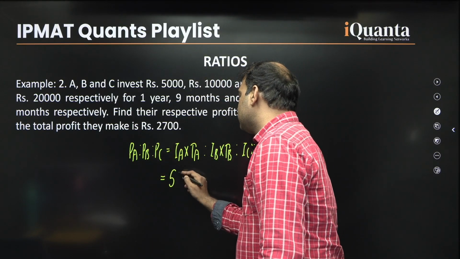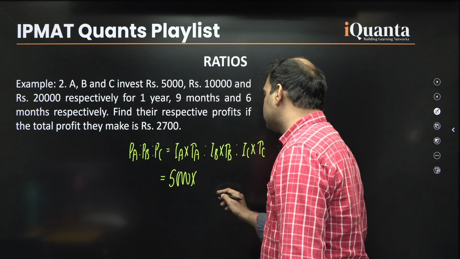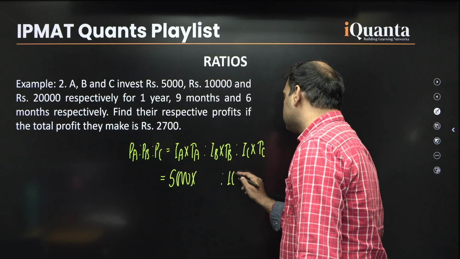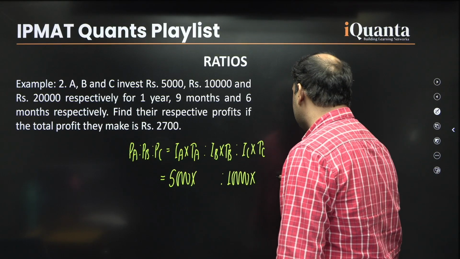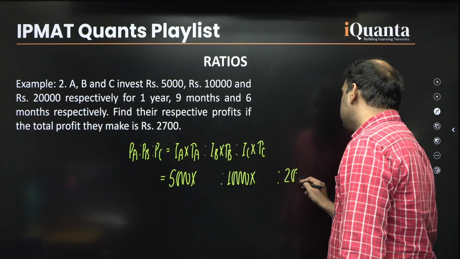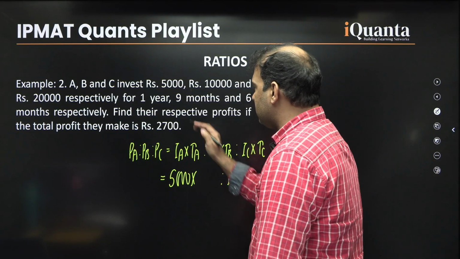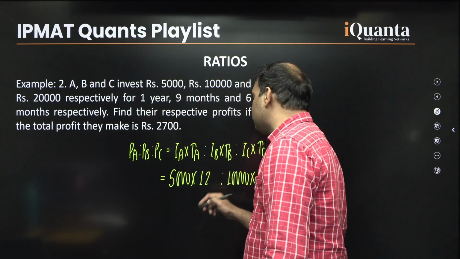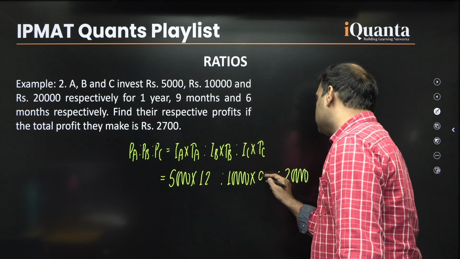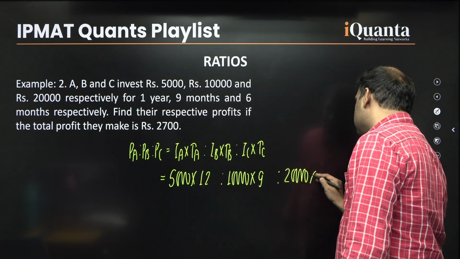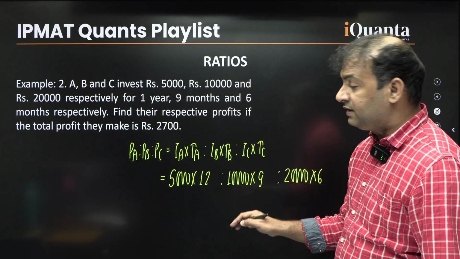So first let me write the investments: A is 5,000, B is 10,000 and C is basically 20,000. All right, now what about the time periods, guys? A's time period is 1 year, which you can say as 12 months. B's time period is 9 months and C's time period we have is 6 months.